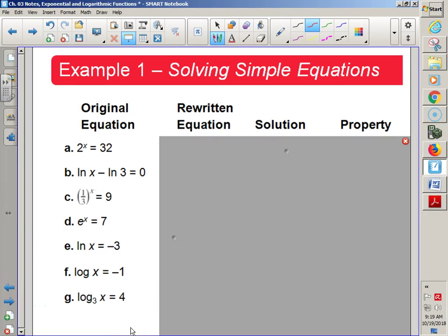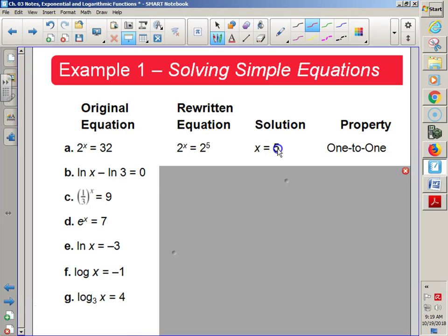First of all, did we rewrite that guy? Yeah, how do we rewrite him? 32 we could rewrite as 2 to a power. What property allows us to be like, that's easy? 1-to-1 property. If we can make the bases match, our life is golden. Not golden, but easier. Letter B. Could we rewrite it? Did we rewrite it? Yeah. What did we do? Do you remember?